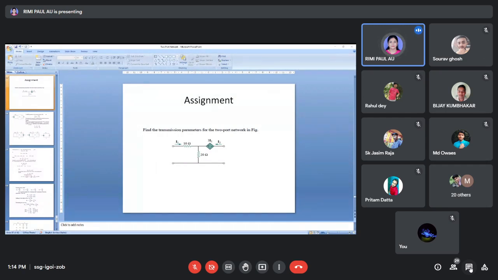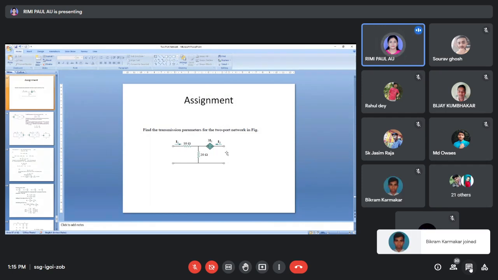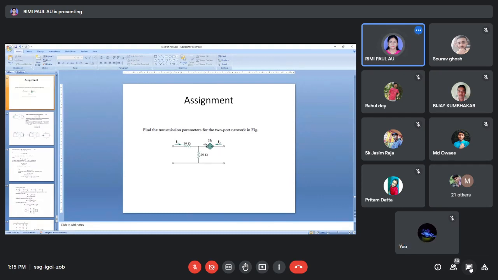This is a transmission line parameter for a two-port network. Here you will give a supply V1. With the supply V1, open circuit, find out V1, I1 and V2. Then do the short circuit, find out V1, I1 and I2. Simple circuit. So you will solve this and submit it next week.